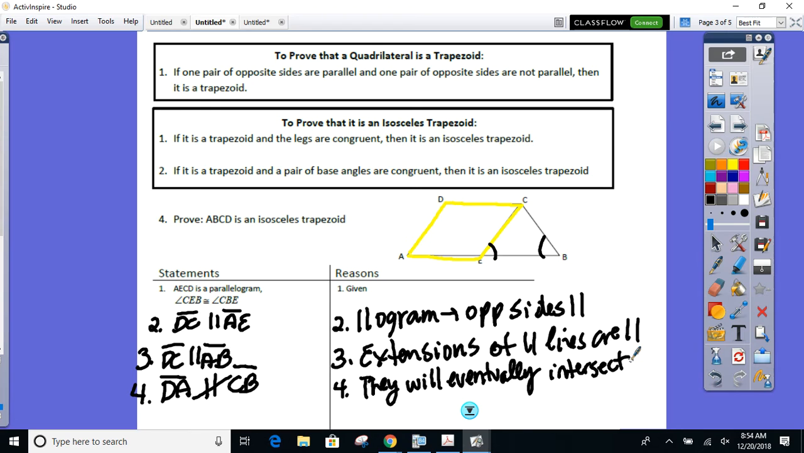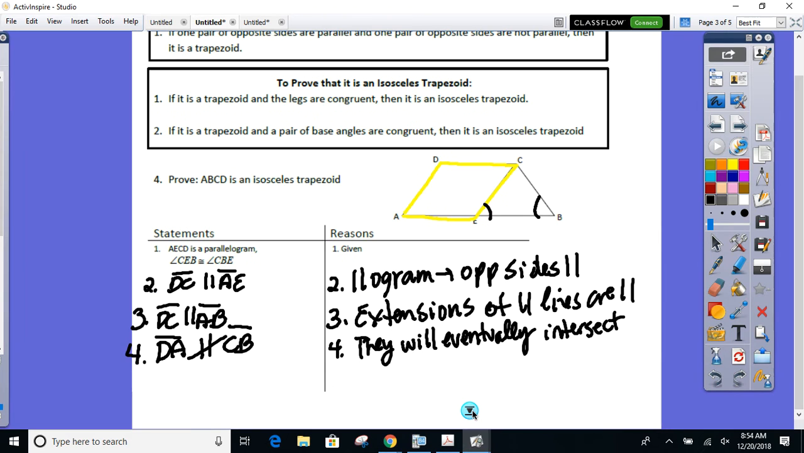Okay, now what do I have? Now you could say it's a trapezoid. Once you have the parallel and non-parallel sides, ABCD is a trapezoid.